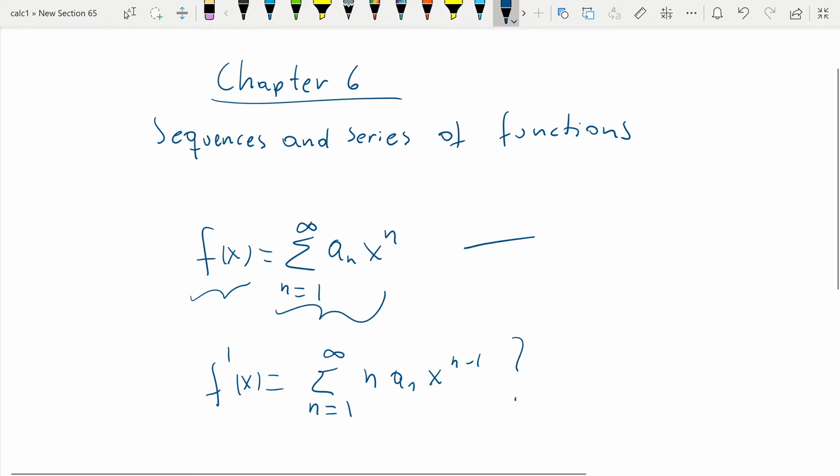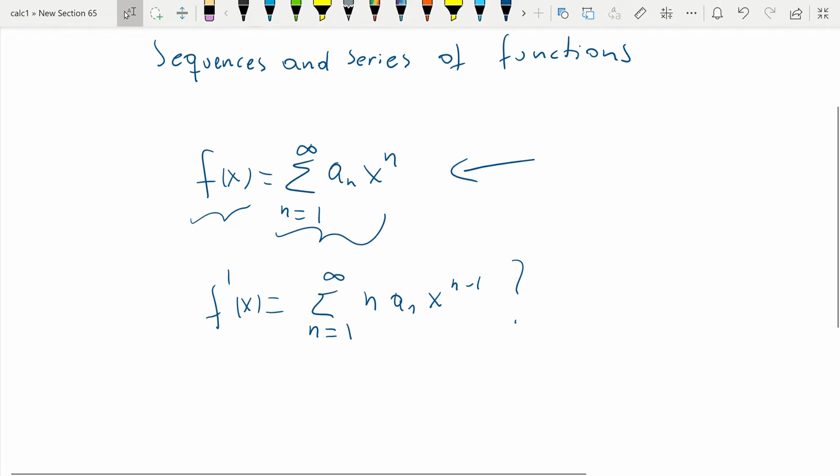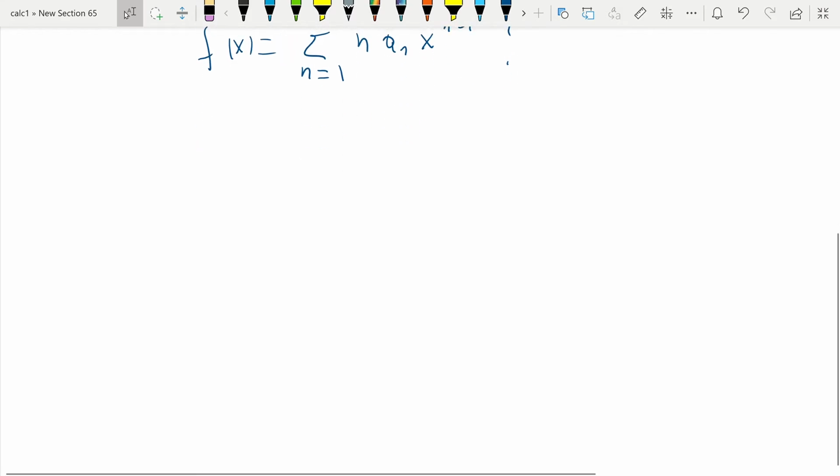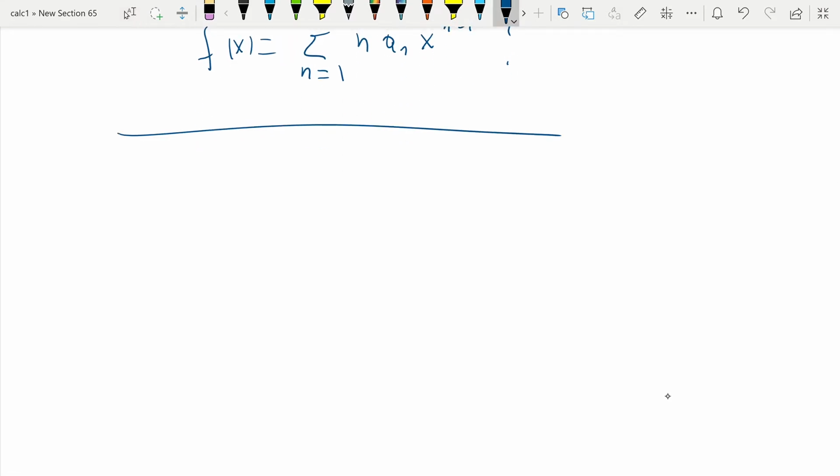Okay, so this expression here may make sense for every x inside an interval, but when can we say then that we can take derivatives term by term, for instance? More generally, we may be given a sequence of functions. For instance, we can be given a sequence of functions g sub n of x where n is in N, and we have that h of x is defined as the sum from n equals 1 to infinity of some functions g sub n of x.